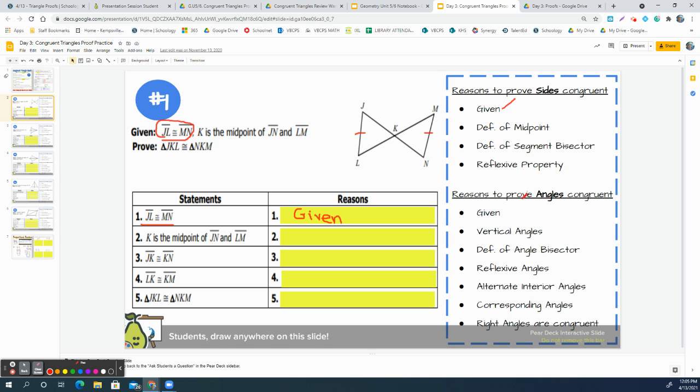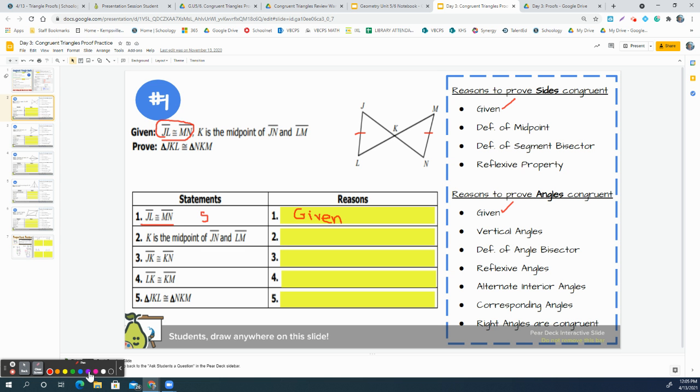Okay, you can always use given for sides and angles. That's a legitimate thing. This happens to be a set of sides, right? I just marked the sides with a tick mark. So you need to do this in your pair deck. Don't be tempted to not do this and just watch me.